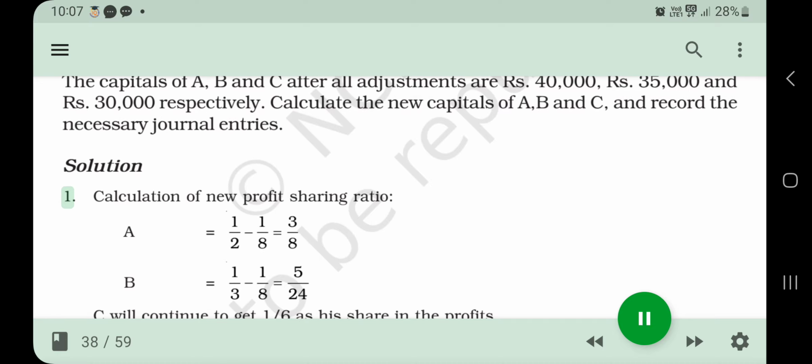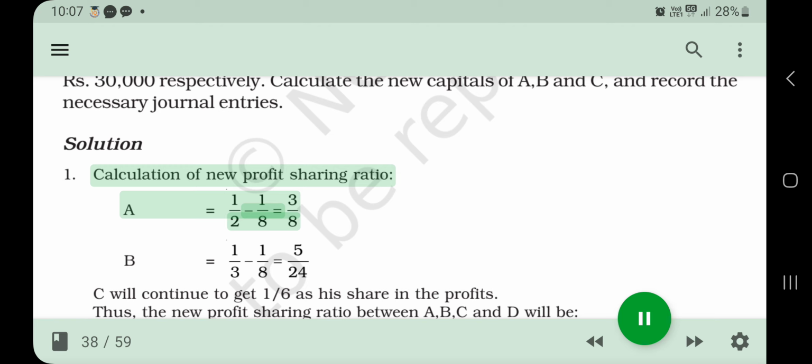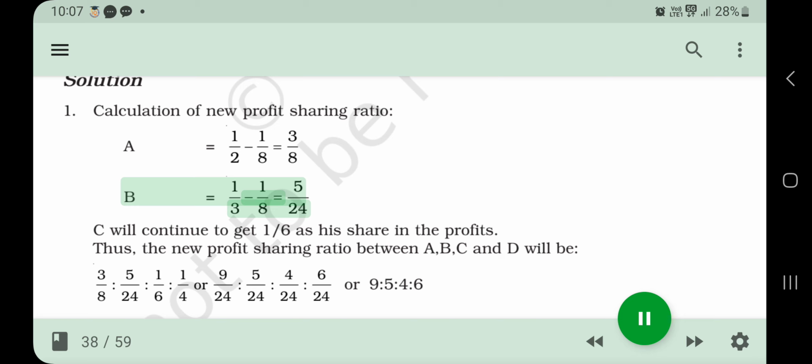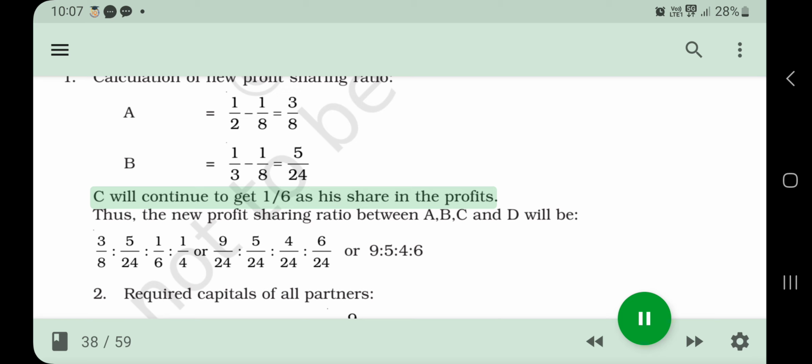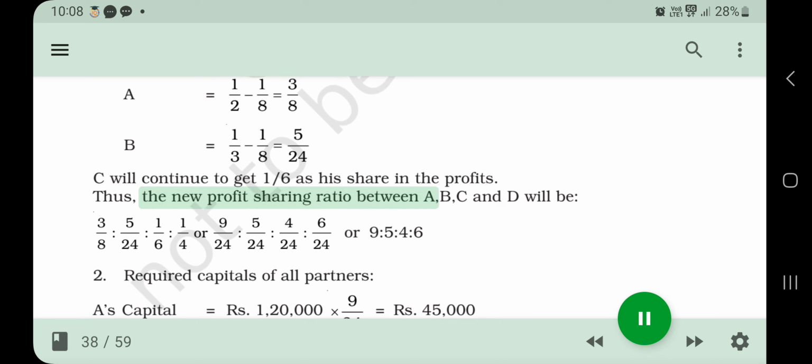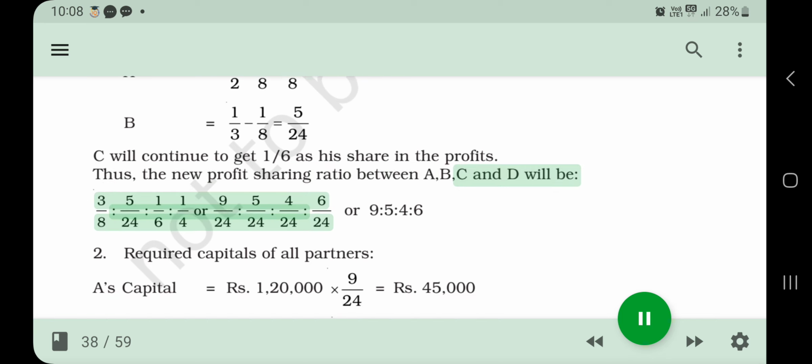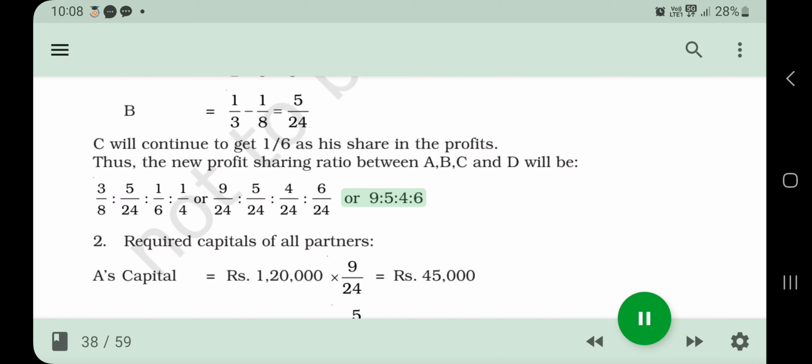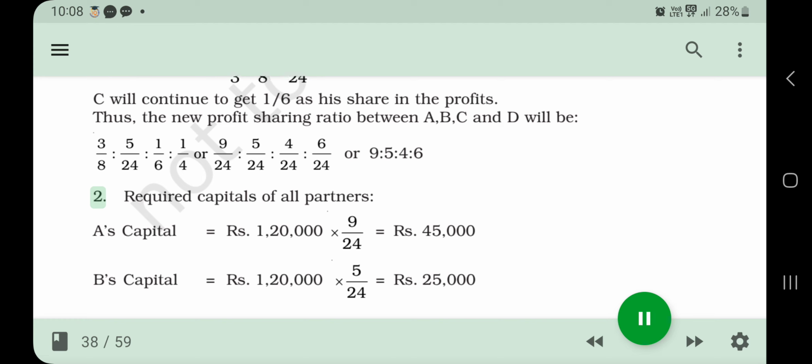Solution. 1. Calculation of new profit sharing ratio. A equals 1/2 minus 1/8, which is 3/8. B equals 1/3 minus 1/8, which is 5/24. C will continue to get 1/6 as his share in the profits. Thus, the new profit sharing ratio between A, B, C and D will be 9:5:4:6.